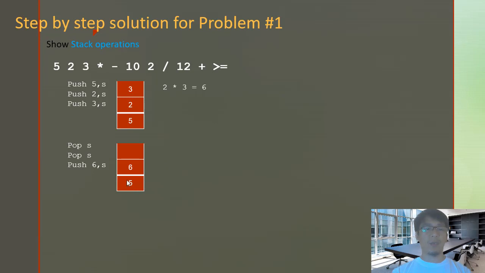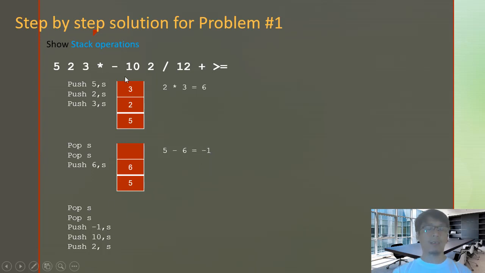Next, we check the next operator in the expression from the left. So we have the minus. All we have to do is pop 2 values from our stack, so we have 6 and 5. We subtract 5 from 6, so the result is -1. Then we push this back to our stack, so we have the stack operation pop s, then we push back the -1.